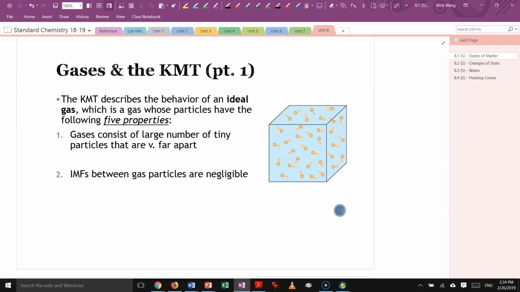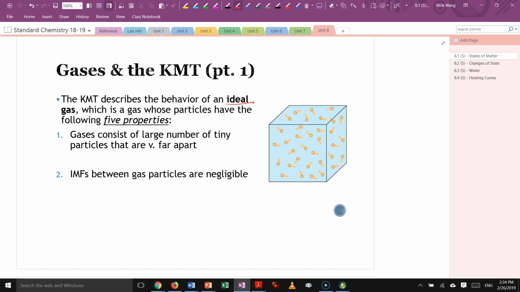The kinetic molecular theory describes the behavior of an ideal gas, which is basically a gas whose particles have the following 5 properties. Now, really quickly, the word ideal, right? That means something that works perfectly and according to the rules and does everything it's supposed to. That's an ideal gas.